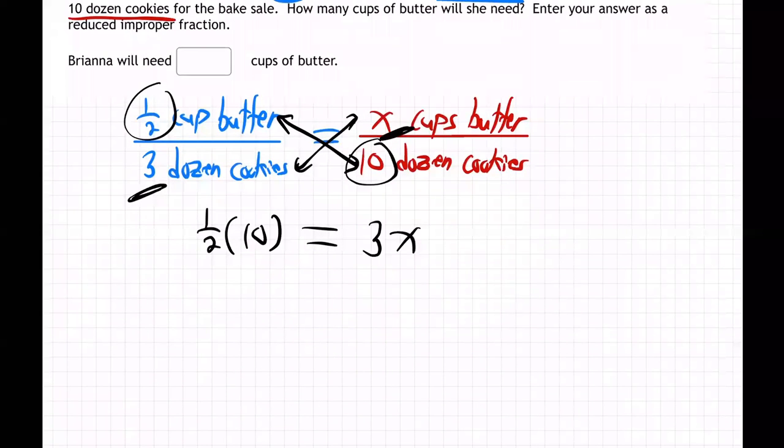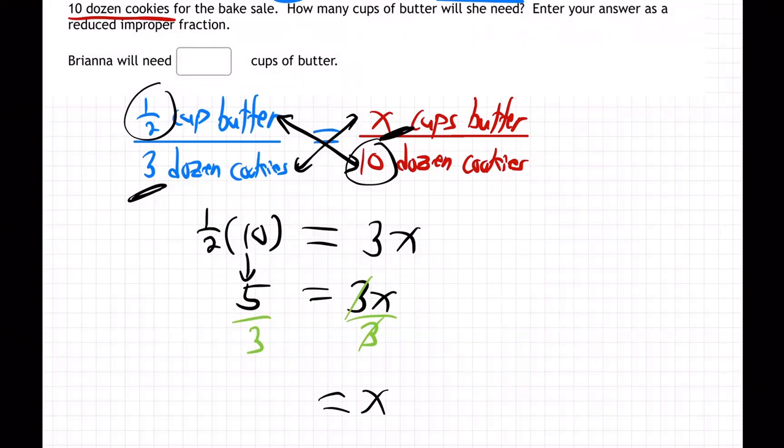All right. Now, what's half of 10? It's 5. Half of 10 is 5. Just use your calculator if you're not sure, but I think you know. Half of 10 is 5, right? And now, how do you finish solving for x? Divide by 3. Boom, boom.